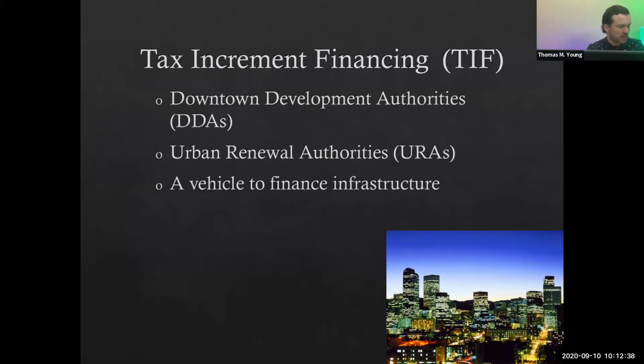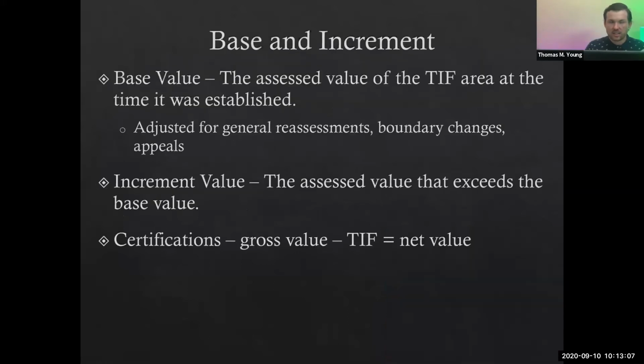TIF includes downtown development authorities and urban renewal authorities, and it is created to be a vehicle to finance infrastructure. For Colorado, how that works is that there's going to be some TIF plan going into place over some area of land.